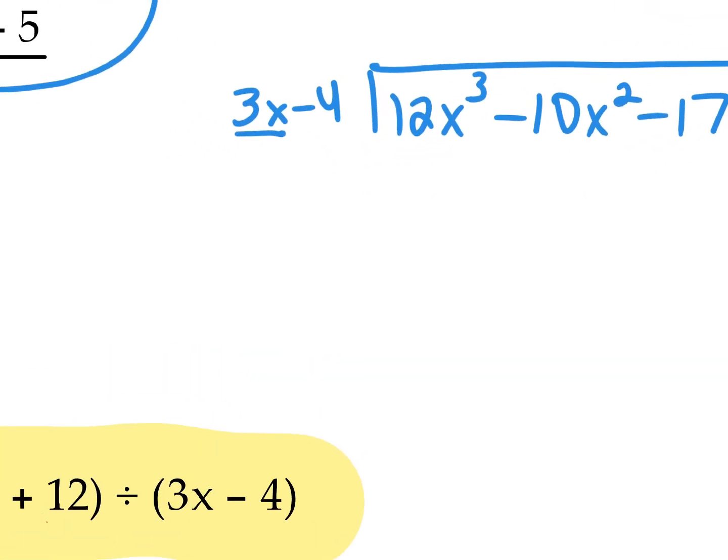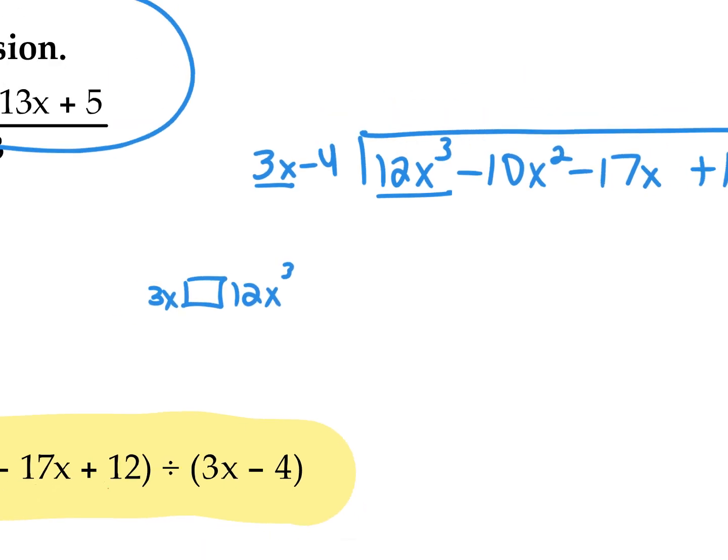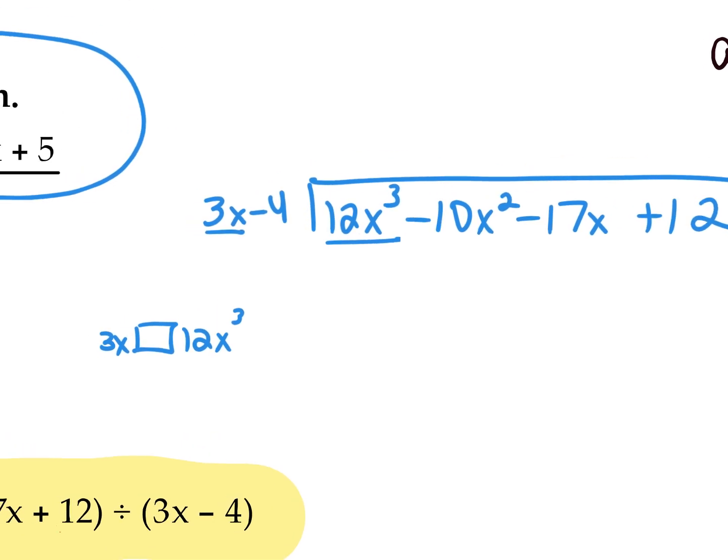We're going to go first term into first term. I like to give myself a little visual. 3x times what gives me 12x cubed? 4x squared. So I'm going to put it above my x squared to stay organized, and I like to get my subtraction ready before I multiply, because I have to remember to do what with that negative sign? Distribute. Okay, so let's multiply.